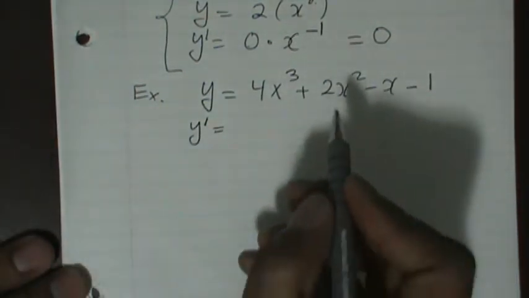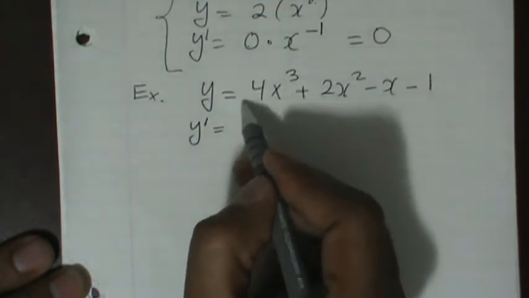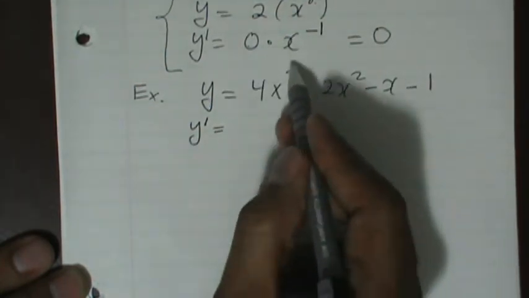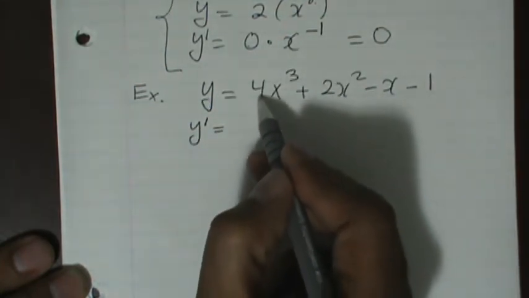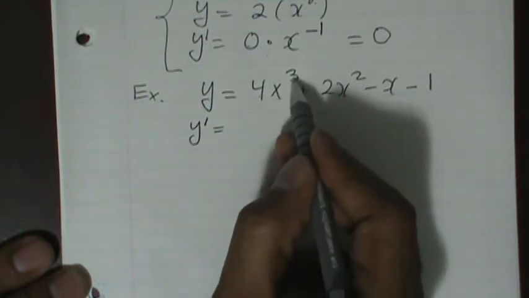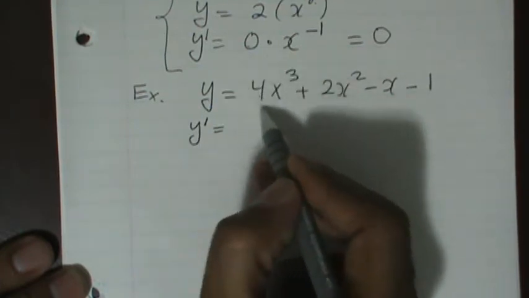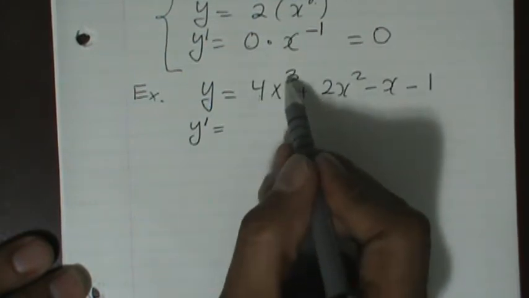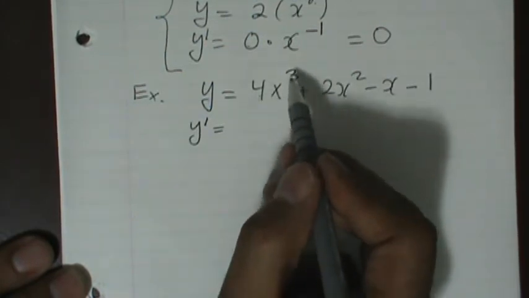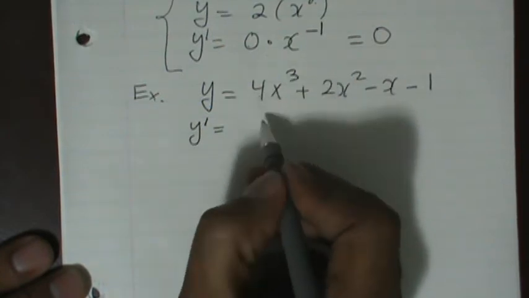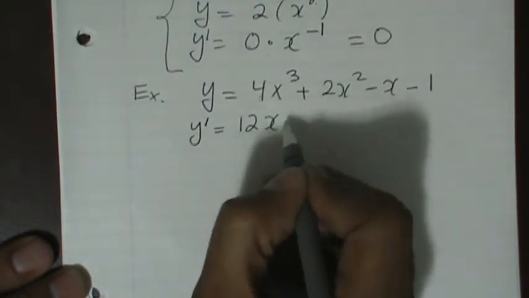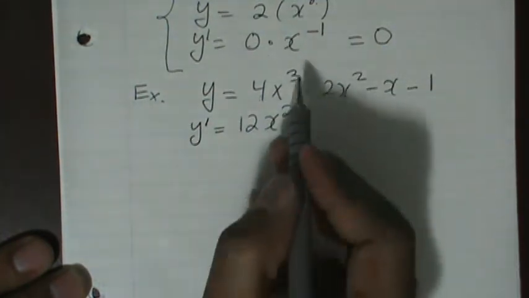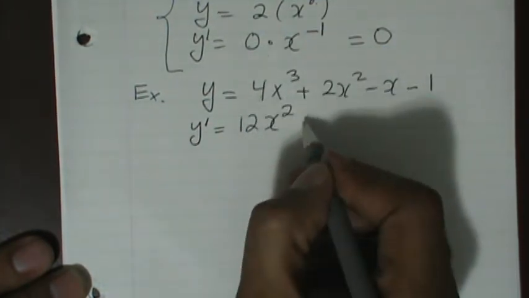So y prime, we're finding the derivative of y with respect to x always. The coefficient of this monomial is 4, times x to the power of 3. We said to use the power rule for this term, it'd be 4 times 3, and then we subtract 1 from the exponent. The coefficient multiplies by the exponent. So it'd be 12x to the power of 2. That's the derivative of this term.